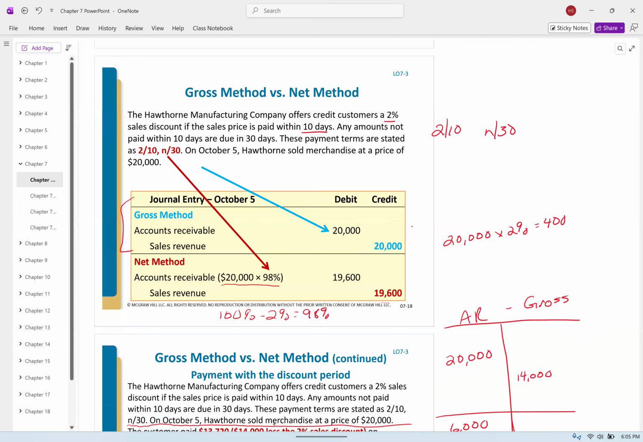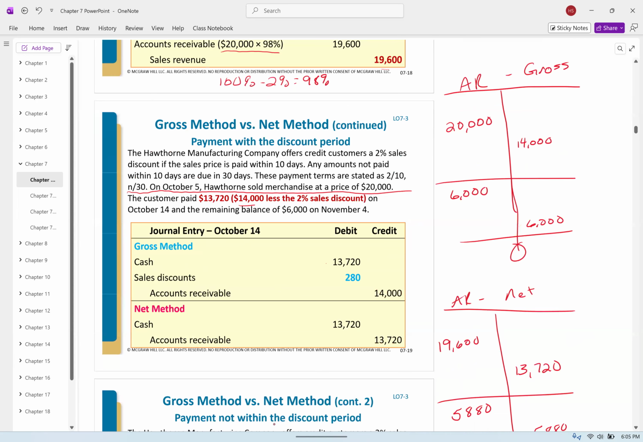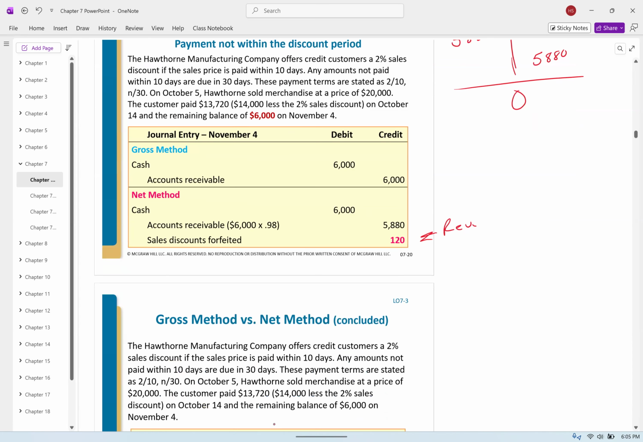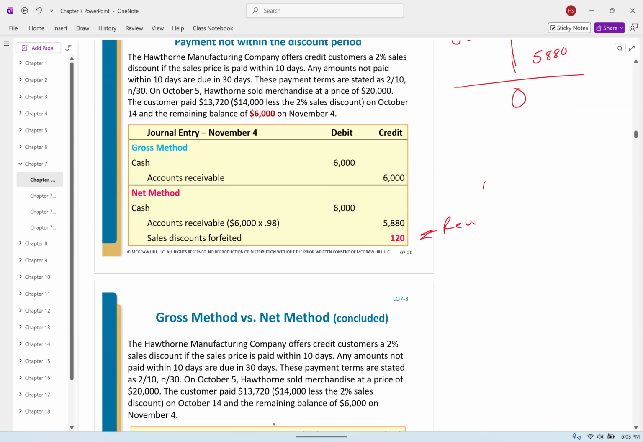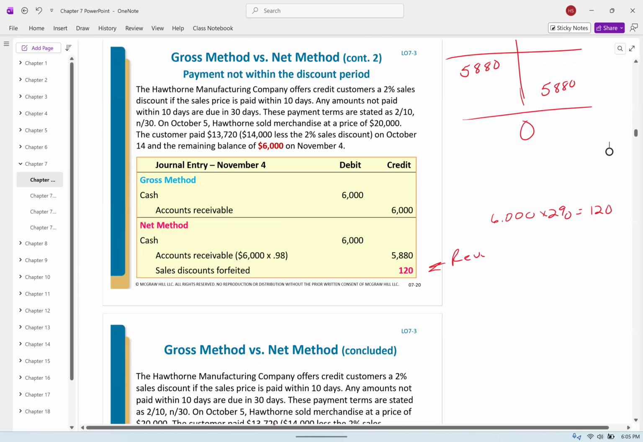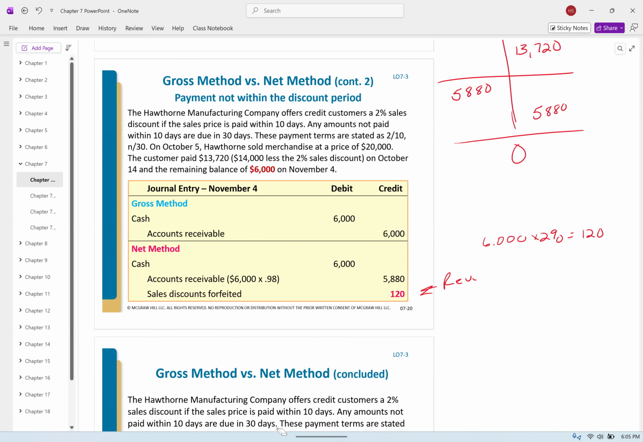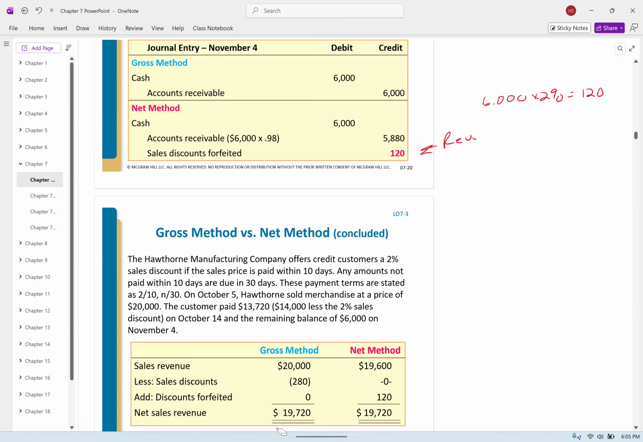We only recorded 19,600. So the 120, you could calculate it. You could take the 6,000, I believe, multiplied times 2% would give us that 120, and they forfeited that much. But if you draw the T account out, you see how much you've got to take out of accounts receivable. So I like the T accounts because that does help you.